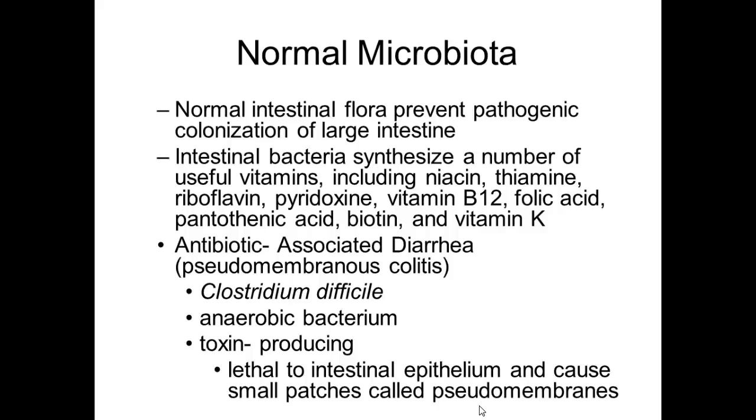Our intestinal bacteria do produce a lot of vitamins for us. So niacin, thiamine, riboflavin, B12, folic acid. We don't produce folic acid. Microorganisms produce folic acid. You can get it from some of the foods that you eat as well. Vitamin K. So it's a mutualistic relationship with them. We're giving them a place to live and food to eat, and they're giving us necessary vitamins for life.